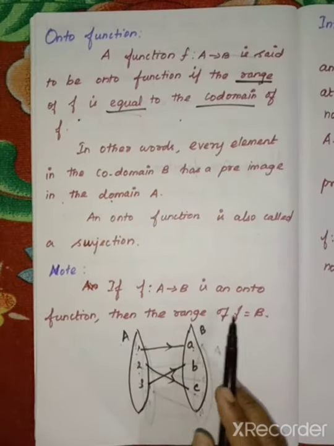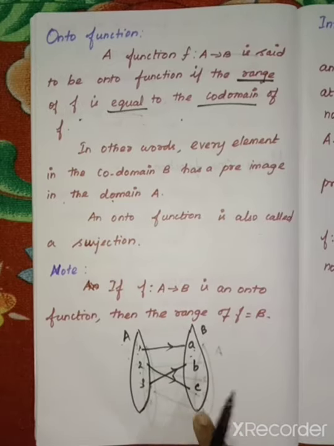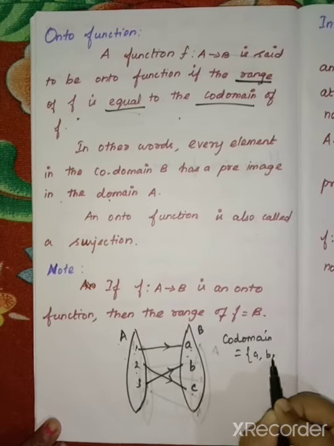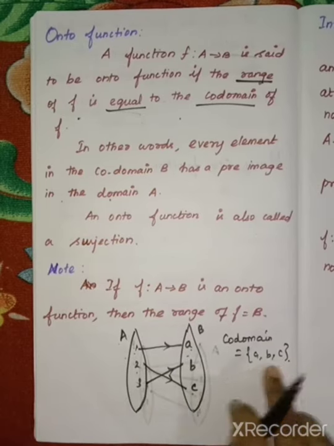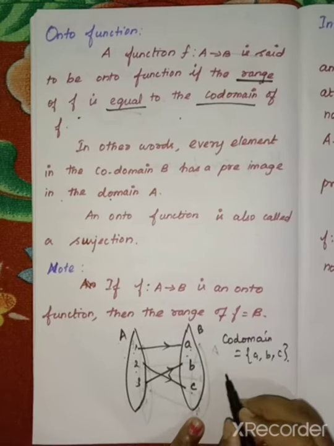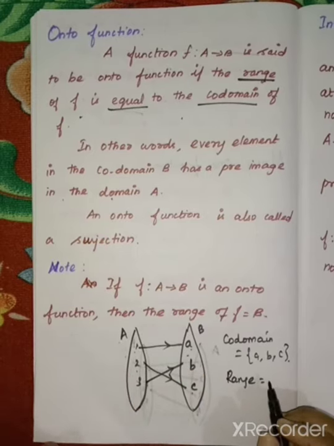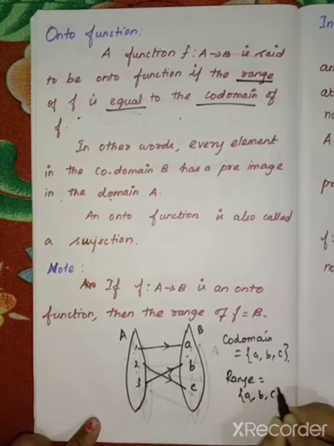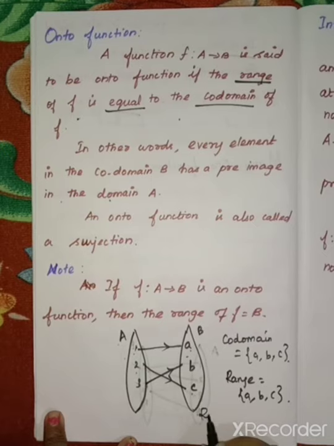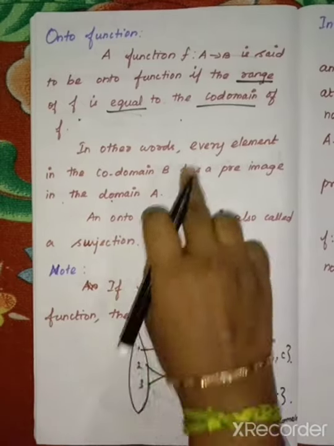Here the function is A to B, so I have drawn the diagram. So this is the domain, this is the codomain. So the codomain is a, b, c. So all the elements we want to write. Here range means the images, that arrow alone is the range. So the range is: a has a pre-image, b has a pre-image and c also has a pre-image. So range equal to a, b, c. So if codomain and range are equal, that is, range of f equal to codomain, that is an onto function.